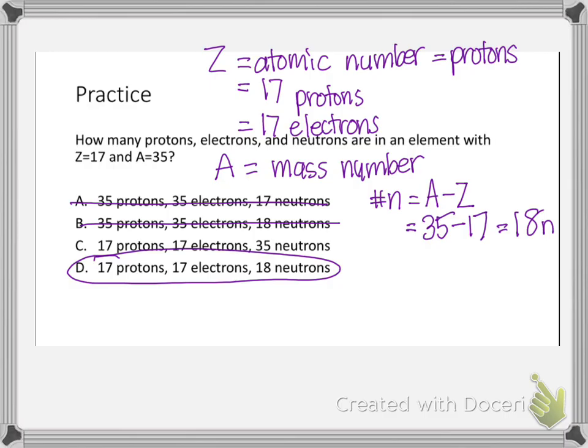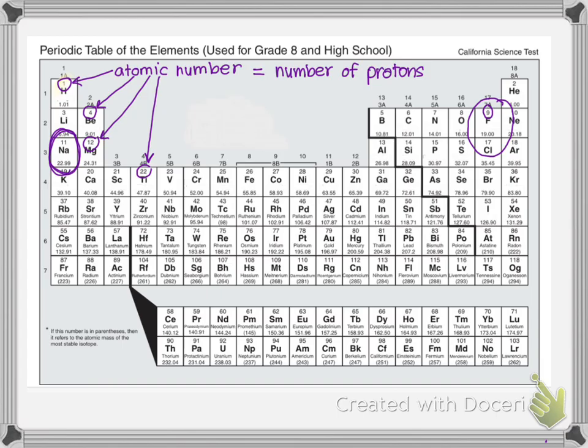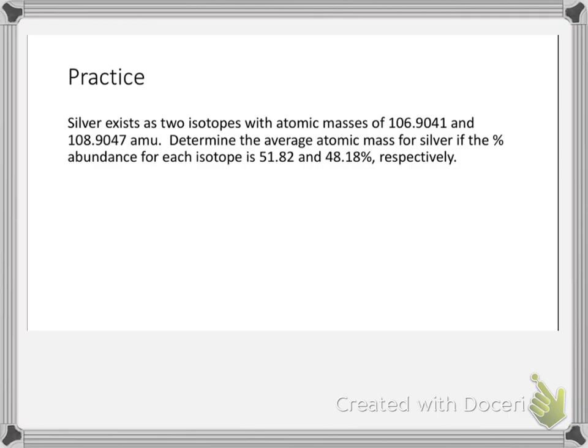Let's go ahead and write the isotope or the atomic notation. So I know the mass number is 35 and the atomic number is 17. In order to finish this, I would have to go to my periodic table and find number 17, which is right there, which is chlorine. So see how it's number 17? So the element there is chlorine.